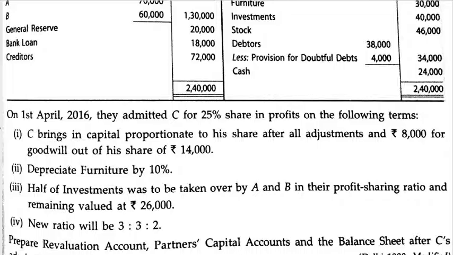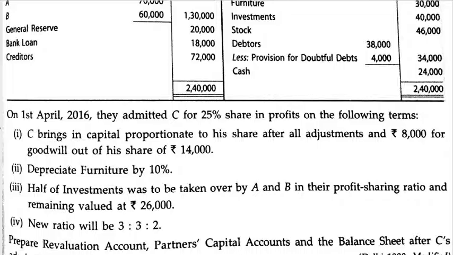It is not given how much capital he is bringing. It is just given that C brings in capital proportionate to his share after all the adjustments, and rupees 8,000 for premium for goodwill out of his share of 14,000. His premium for goodwill, total share is 14,000, but he is bringing only 8,000. 6,000 is still pending with C as premium for goodwill. Right? The second point is depreciate furniture by 10%.